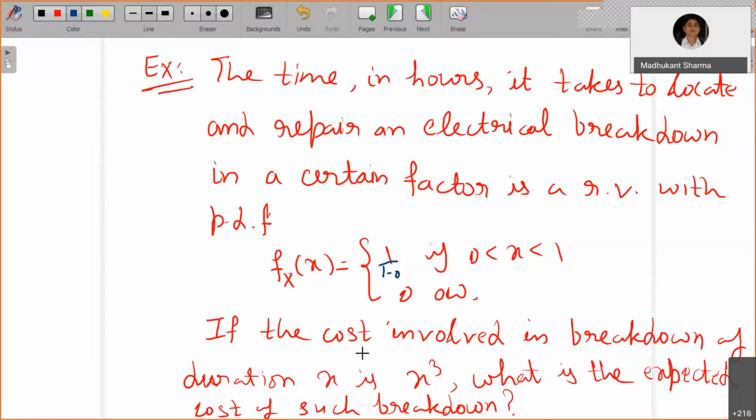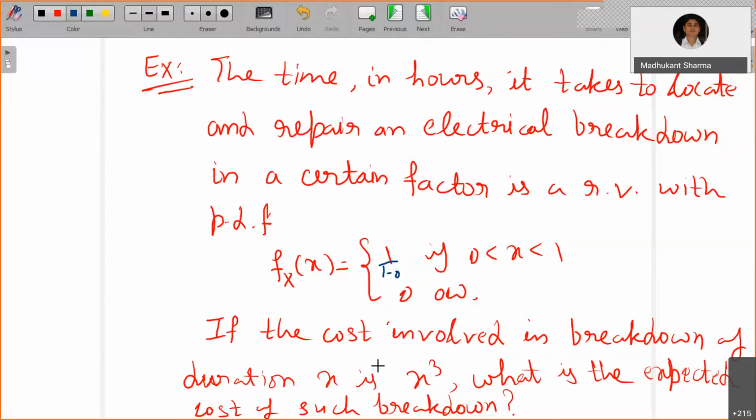Okay. So what is the expected cost of such breakdown? I'm interested in what is the expected cost of such breakdown. Right. So how would you identify this? First we will identify the distribution function.